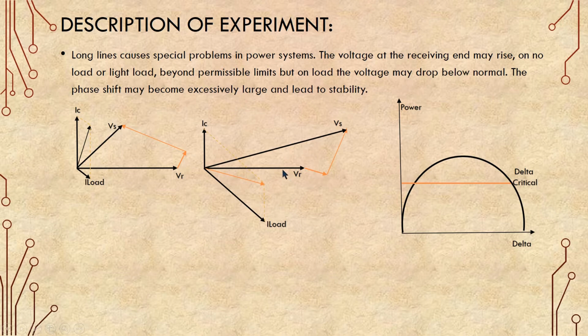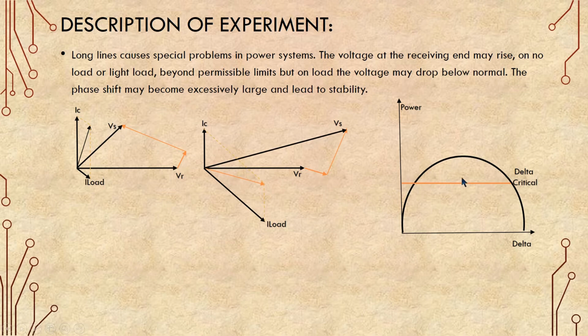In the two cases, the Ferranti effect case with no load and the fully loaded case, the magnitude of VR or VS varies, as well as the angle between VS and VR, which is nothing but delta, also varies. Here delta is more, here delta is less. So load varies means power varies and delta varies. If you see this P-delta curve, this delta varies as well as power varies.